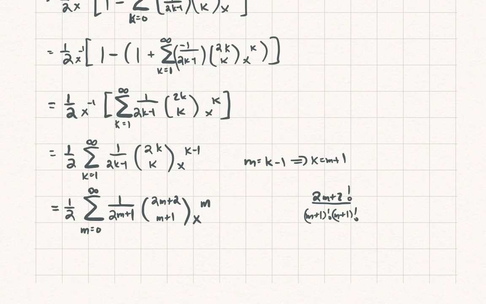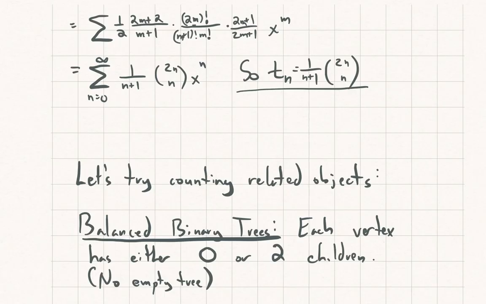And that is, of course, this expression here is just (2m+2)! over (m+1)!, (m+1)! in the denominator. So we're almost done with our simplification here. We can simplify this to be even nicer. So on the previous slide, I'm going to split things up. Remember, we had this 1/2, and then I had 1 over 2m+1. And then I had (2m+2)! over (m+1)!, (m+1)!.